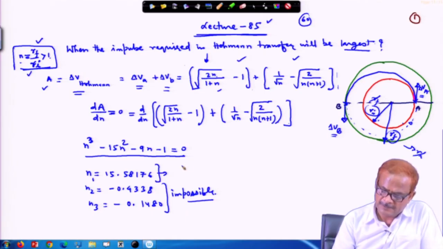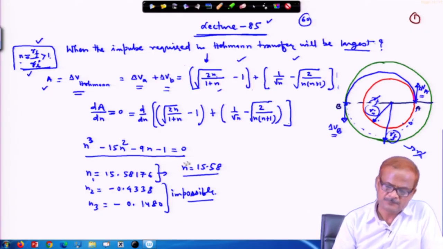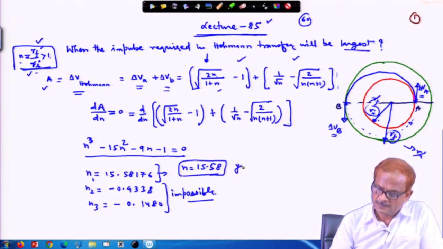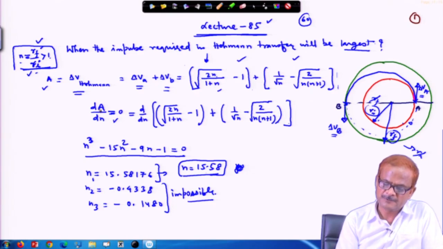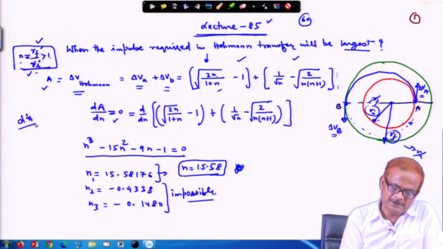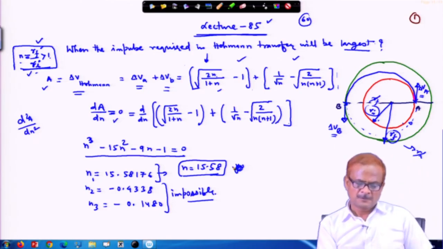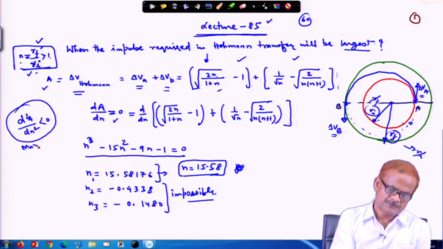So, for n equal to around 15.58, that means when the ratio of the outer orbit and the inner orbit is 15.58, this has to be checked again. See, this is only the extremum check, and whether this is the maximum needs to be checked by deriving d square A by d n square. And for a maximum, this quantity should turn out to be less than 0.